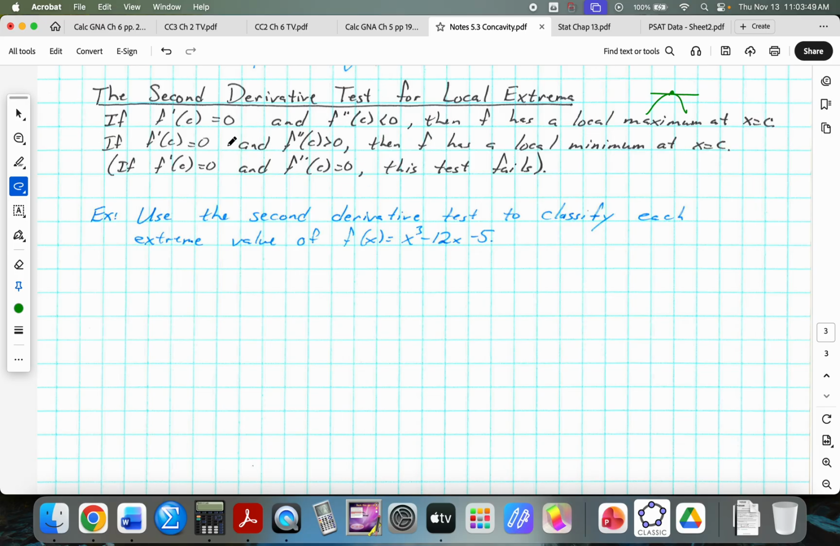And vice versa, still having a horizontal tangent, but now we have f double prime as positive, which means that f prime is increasing, which means the function is concave up. You're going to have a local minimum at that point.